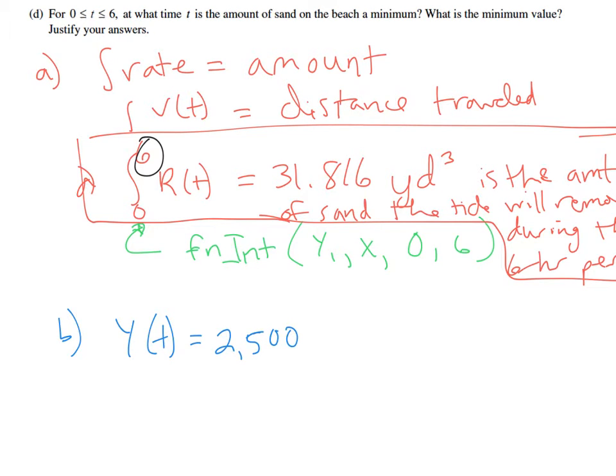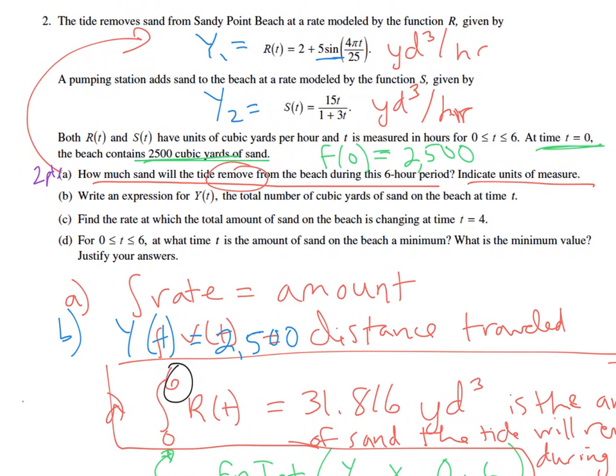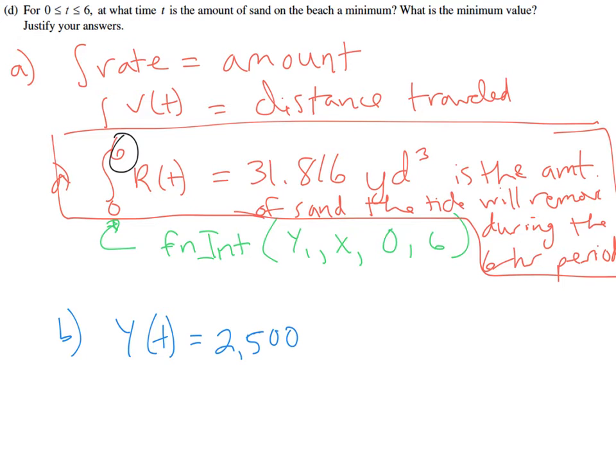I'm going to start with my initial amount. That's how much is actually there on the beach, 2,500. And if I go back to this for a second, that's what I put in green up here when we were talking about, and I had used F. It appears that Y is my variable that they want me to use. So 2,500 plus the amount being added to the beach is modeled by my pumping station function. That'd be my S of t.